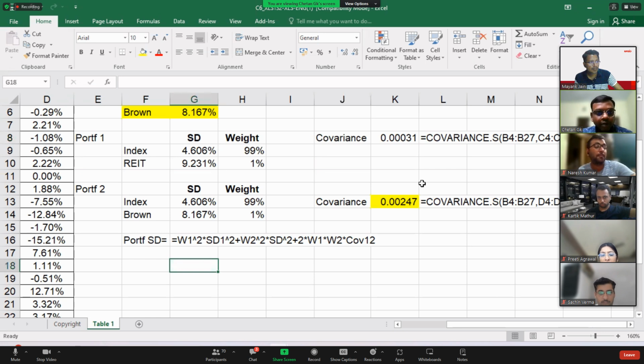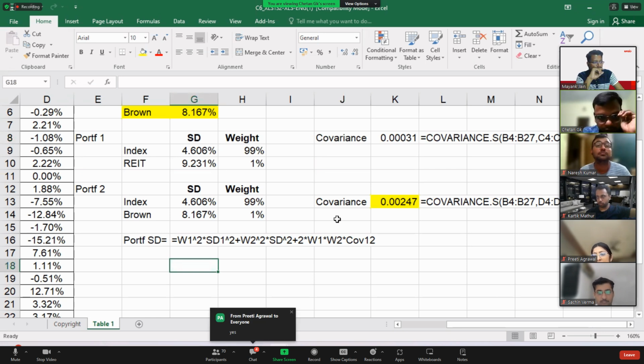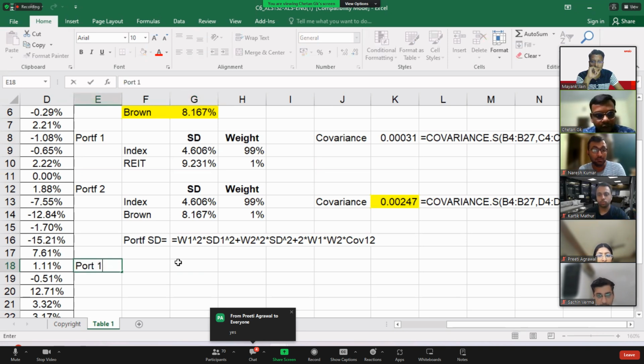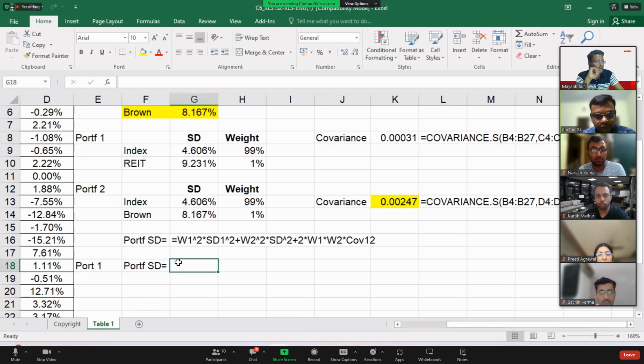So let us compute now the portfolio standard deviation. Portfolio standard deviation of portfolio 1 we will do first. So portfolio 1, let us compute the portfolio standard deviation.